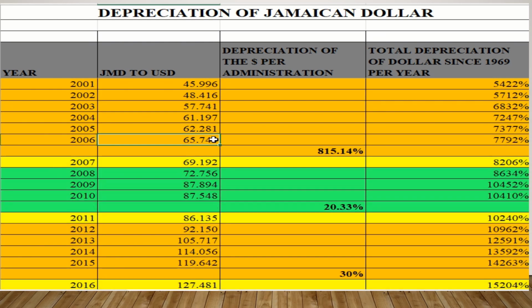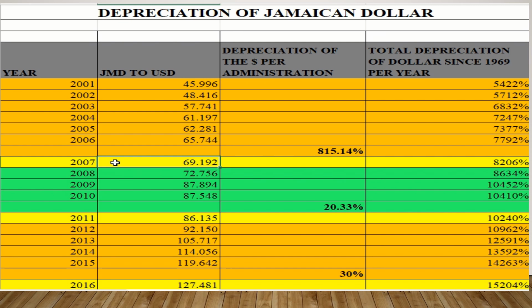At the end of the PMP's administration, or close to the end of their administration in 2006, the value of the dollar was 65.744 to 1 US dollar. In other words, 1 US dollar could buy 65.744 Jamaican dollar, a depreciation under the PMP of 815.14%. Well done, Mr. Politician Man. You done a wonderful job. I tear down the dollar, Mr. Demolition Man. Let's continue.